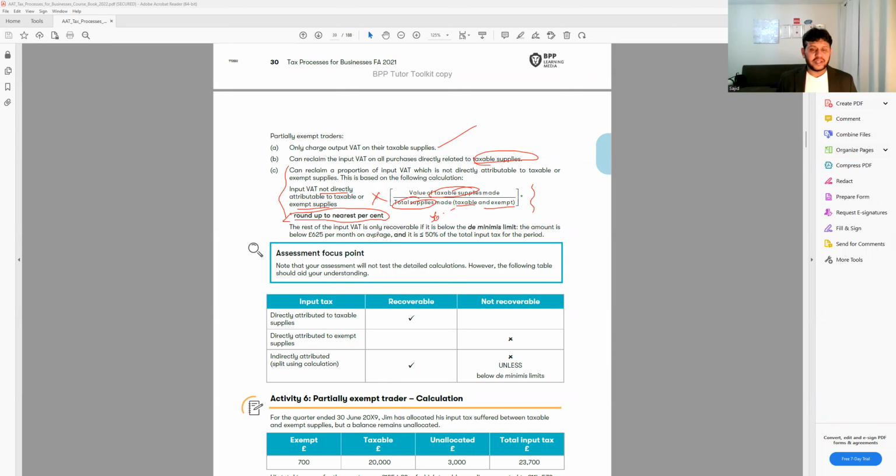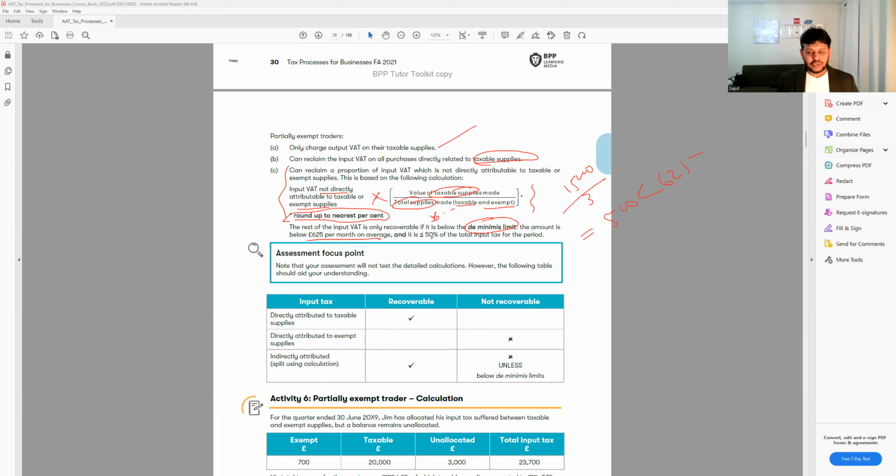The rest of the input VAT is only recoverable if it is below the de minimis limit. Now, what is the de minimis limit? It has to fulfill two conditions. The first condition is that the average VAT has to be less than 625 per month. For example, if the VAT for the 3 months is 1,500 for the quarter, divide by 3, so per month is 500. So it has to be less than 625. If it is more than 625, we will not be able to recover it.